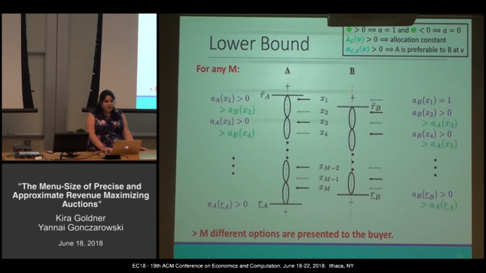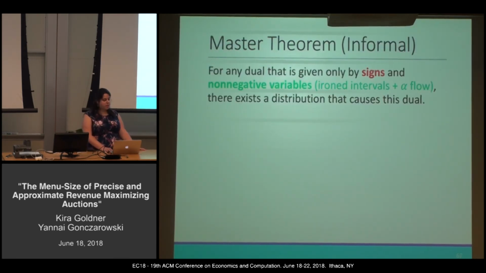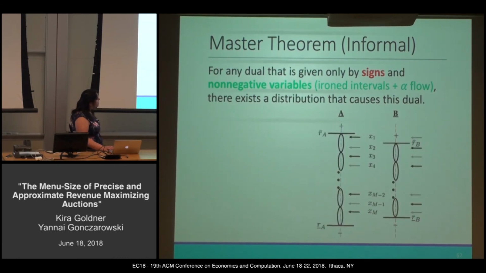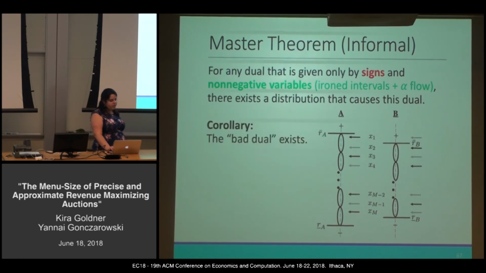And this is similar to the fact that before I was drawing revenue curves and I didn't tell you why they could exist. There's also a theorem that says, for any rule, whatever it is, as long as it's only dictated by where the virtual value is positive and negative, what the ironed intervals are, and where there is positive alpha, I'm not telling you to what degree, just that they're either positive or 0, then this exists. And so what that means is that the bad rule exists.